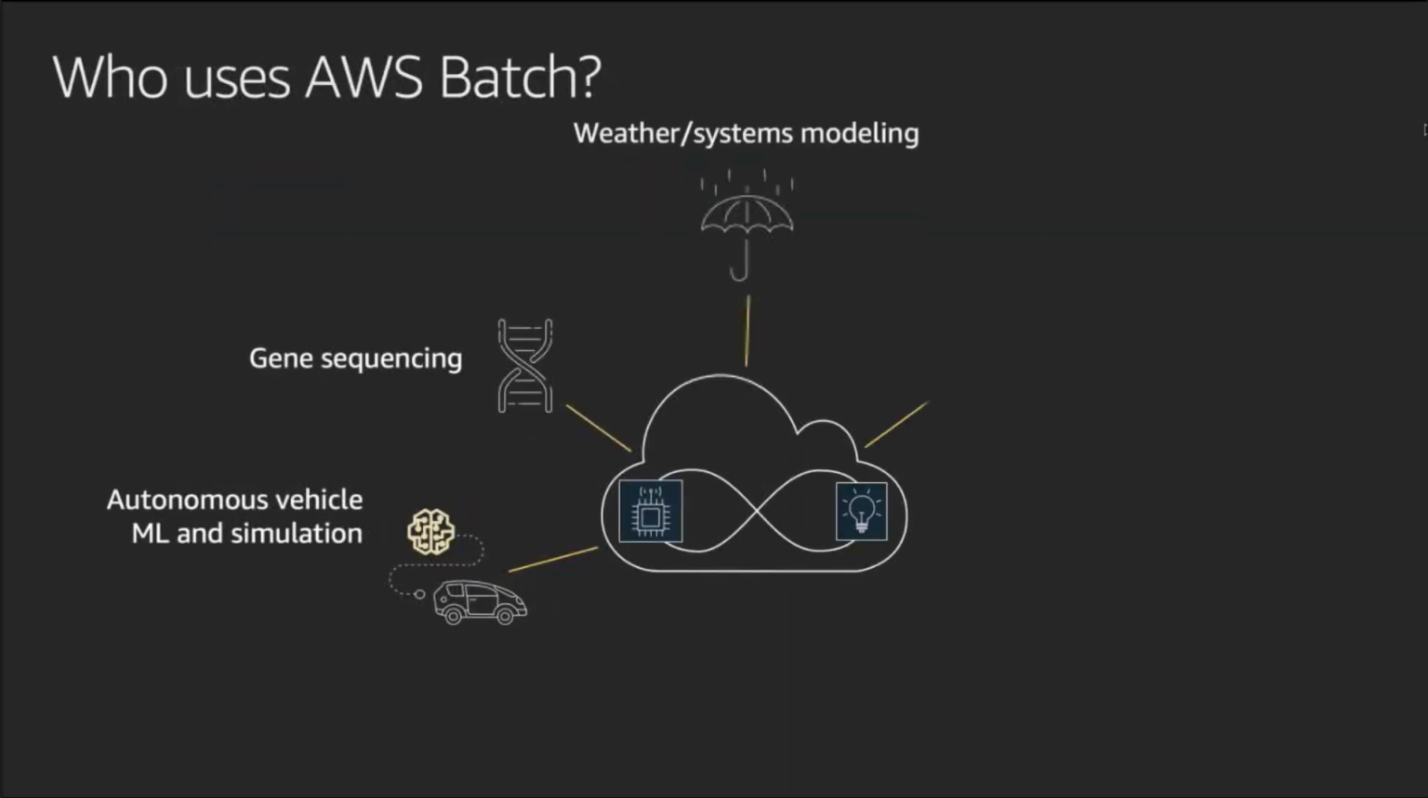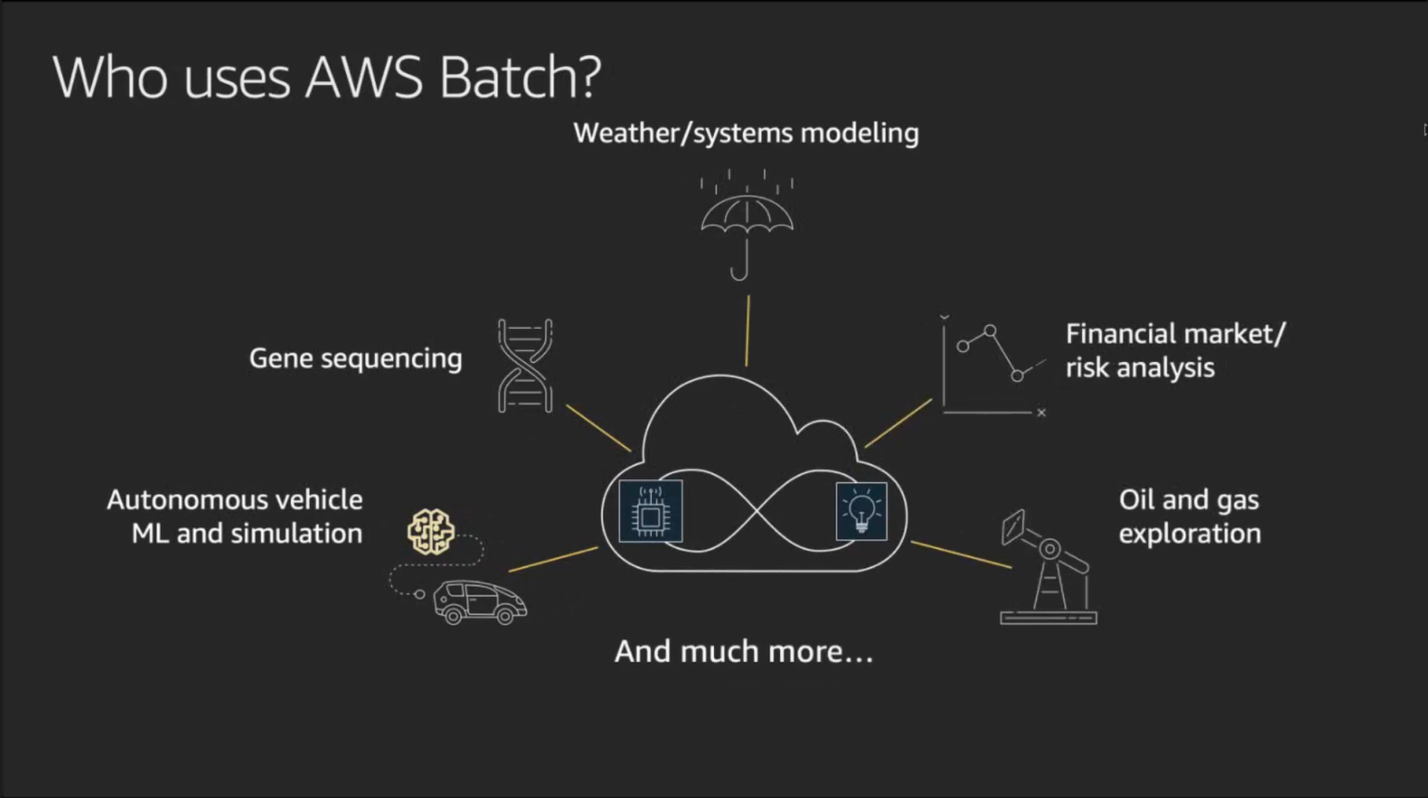So who uses AWS Batch? Well, here's a sample set of customers that are really running at scale with Batch in different areas. A lot of the autonomous vehicle, machine learning and simulation areas are really running at scale with Batch. It's a great way to do that machine learning at scale, gathering a bunch of data and then processing it. Batch just takes all that heavy lifting off the plate for you.